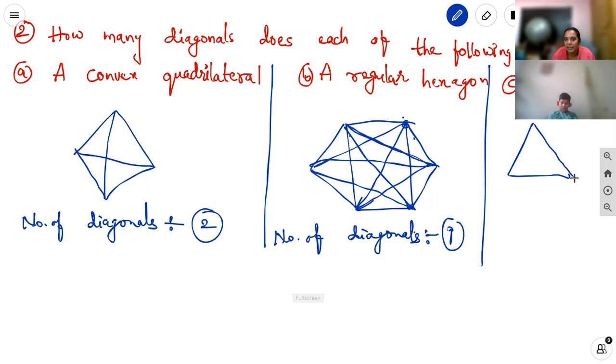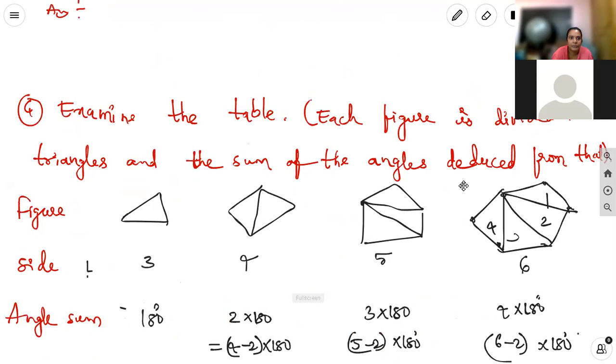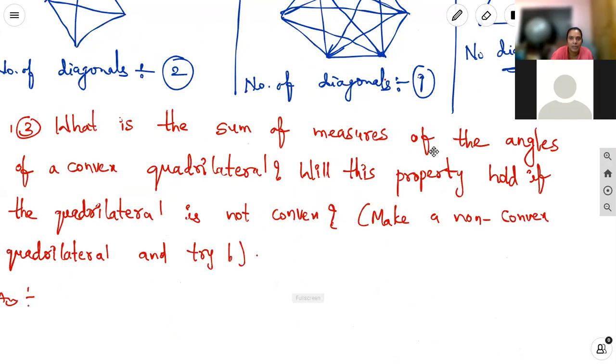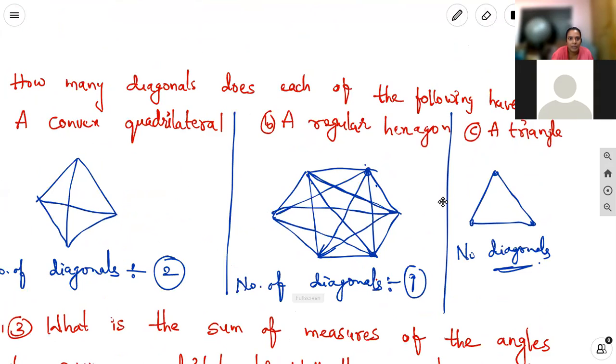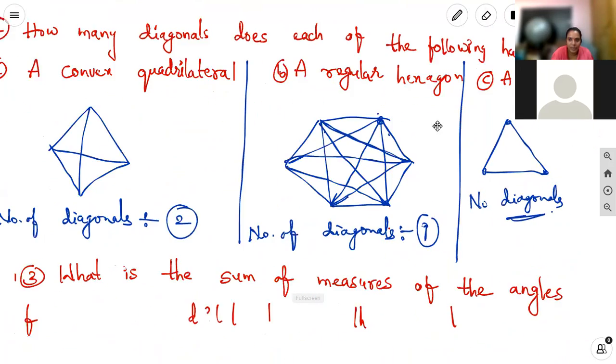Triangle. In the triangle, are any diagonals there? No, no diagonals. Why? Because any two vertices are consecutive vertices only. The second problem is over now.